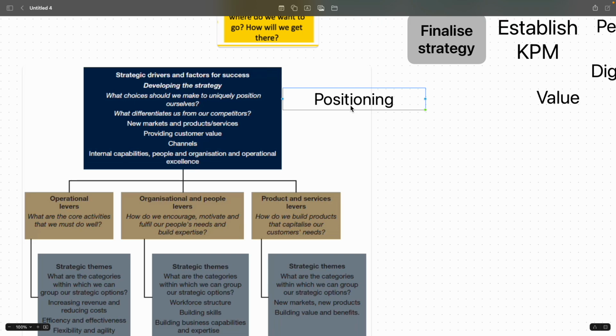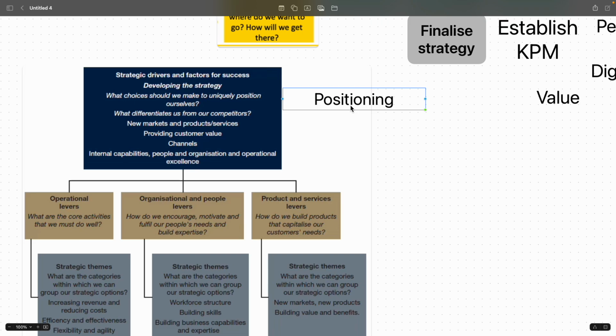Okay, so what choices should we make to uniquely position ourselves? What differentiates us from the competitor? What are we different in? What can you be different in? Then new markets and products or services. So from here you come up with new products, provide customer value, look at the channels. These are your strategic driver factors for success. From here you can break down into the three levers. Here are like gears that you have to put in to run your engine. The engine is your strategy. Got it? So you already say this is my strategy, we're going to enter this market.